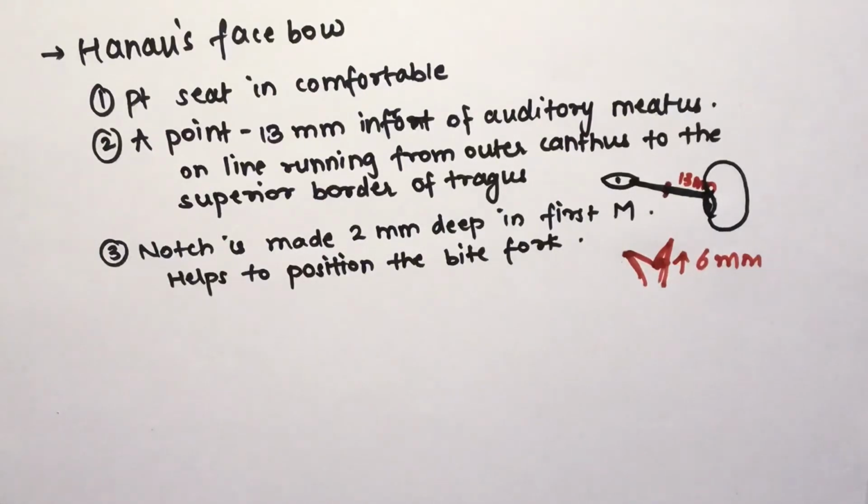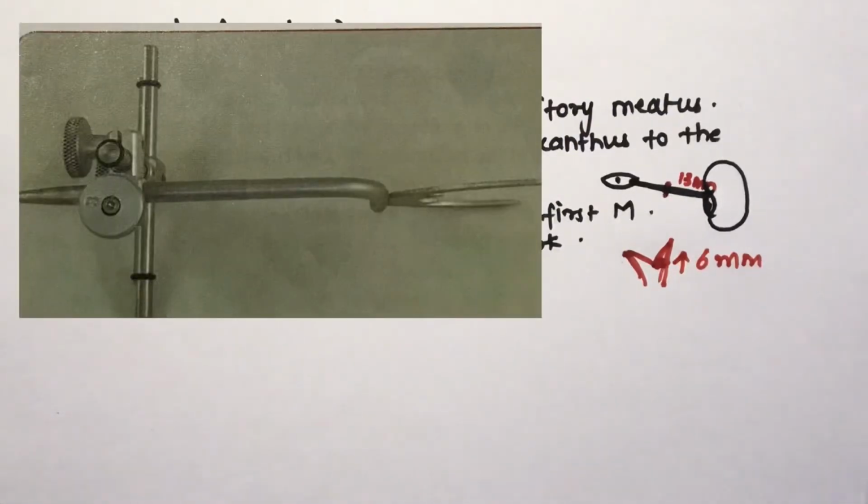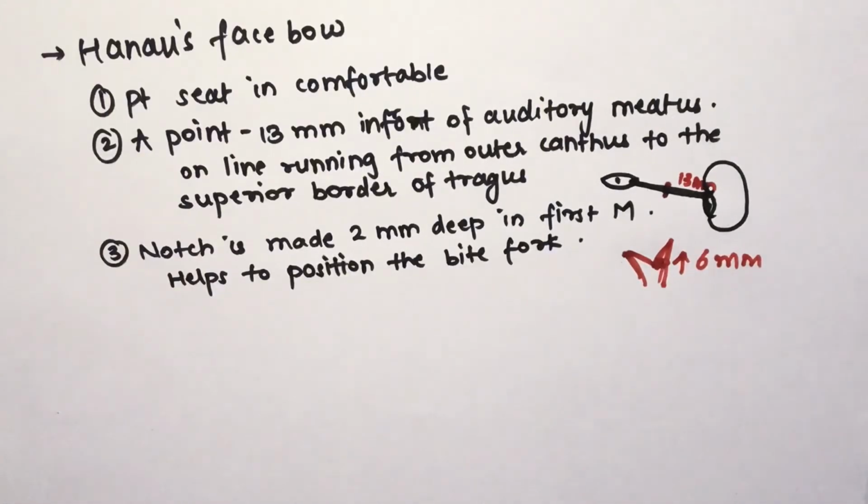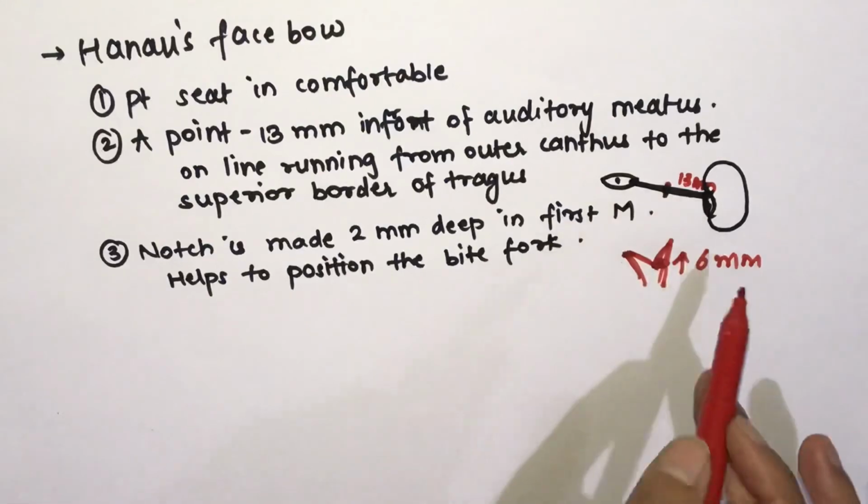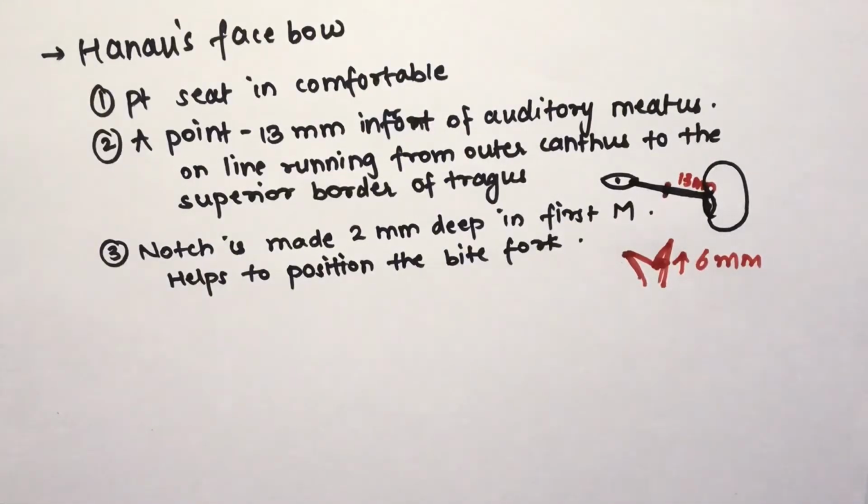Then the stem on the bite fork is locked to the transverse rod with the locking device. Then any alteration in the position of the condylar rod should be checked, so that your condylar rod is still present at this 13 mm point only, and it has not moved.